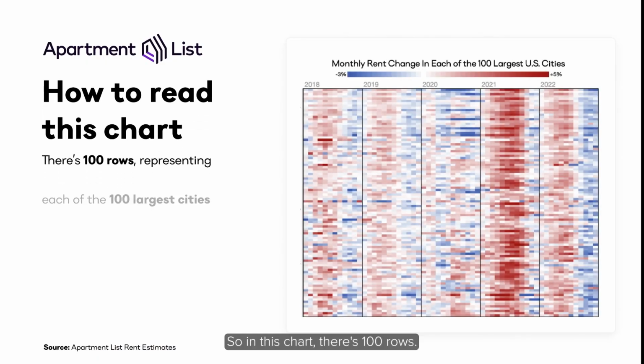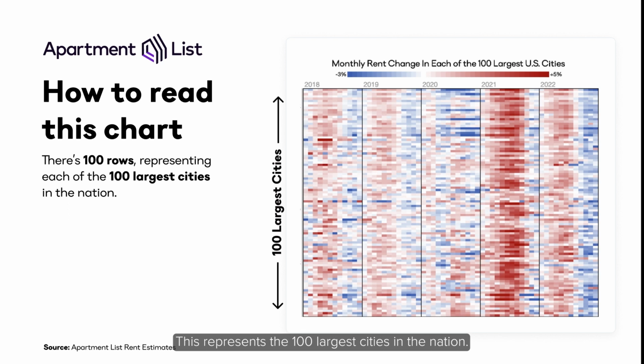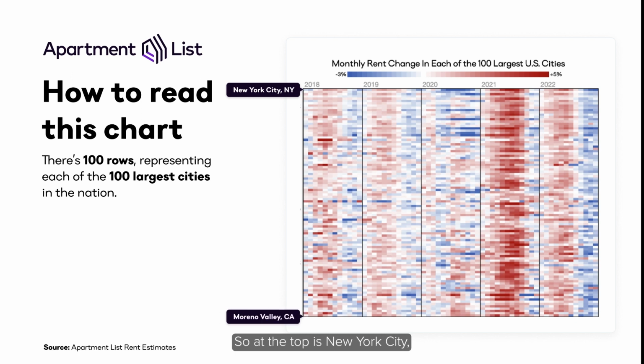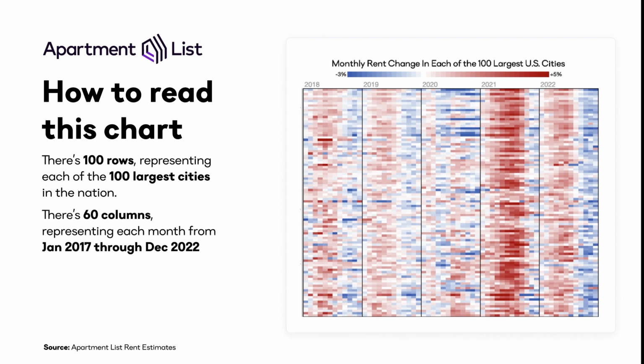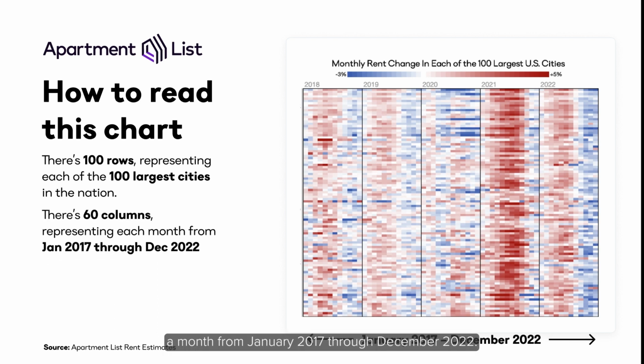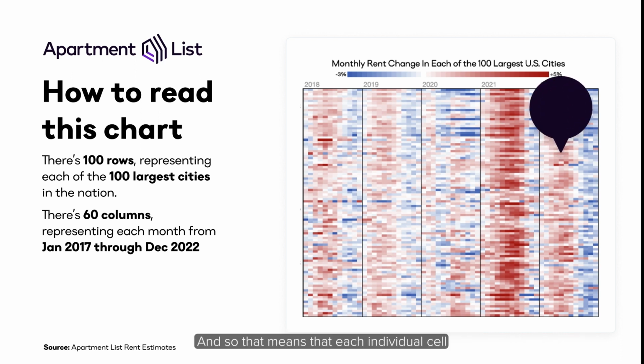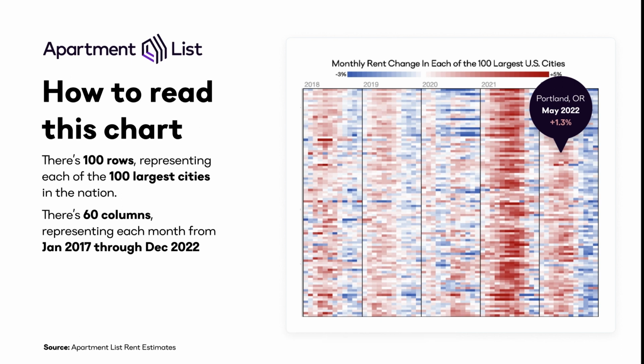So in this chart, there's 100 rows. This represents the 100 largest cities in the nation, and those are sorted by population. So at the top is New York City, second is LA, third is Chicago, and so on. And then from left to right, there's 60 columns. Each one of those represents a month from January 2017 through December 2022. And so that means that each individual cell represents a given city in a given month. And the color of that cell signals rent growth. So blue means that rents went down, red means that rents went up.